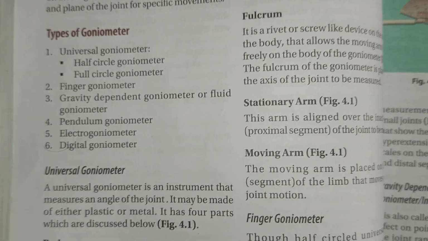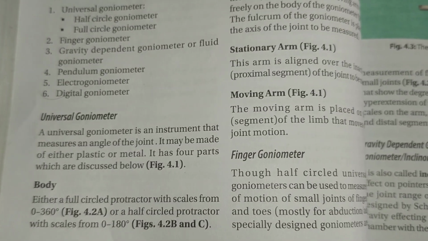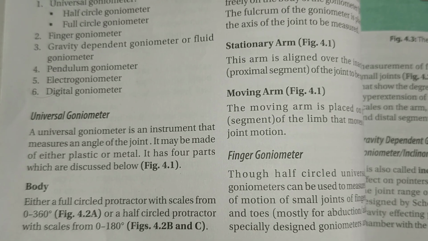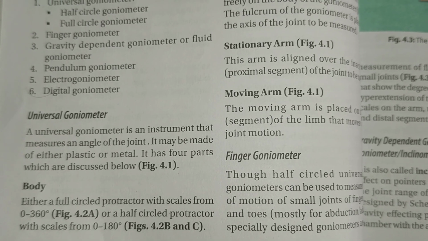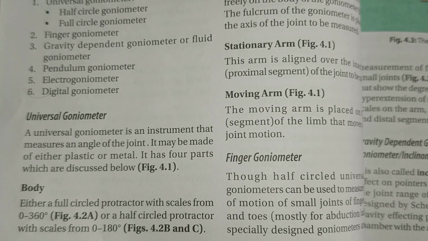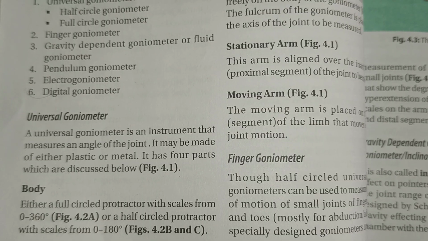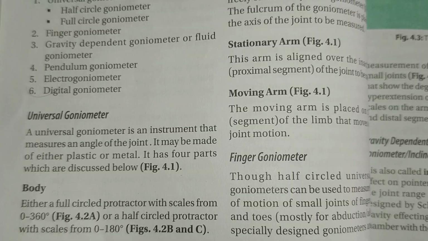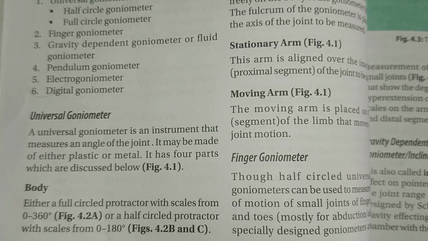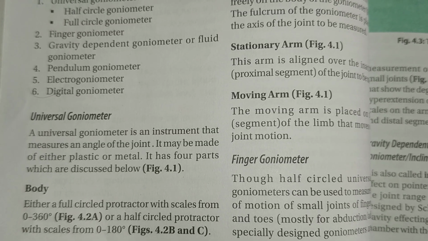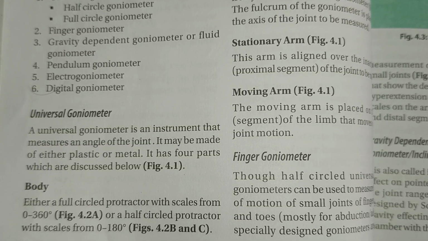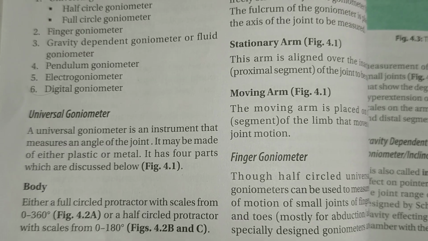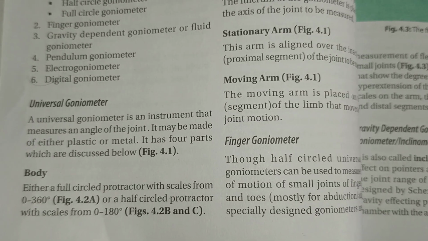And the first one, what is the universal goniometer? It is an instrument that measures the angle of the joint. Normally, what does a goniometer do? It measures the angle of the joint. So the universal goniometer is an instrument that measures an angle of the joint. It may be made of either plastic or metal. It has 4 parts which are discussed below.